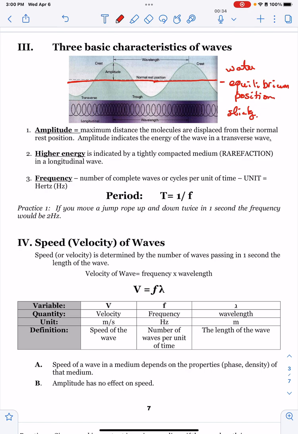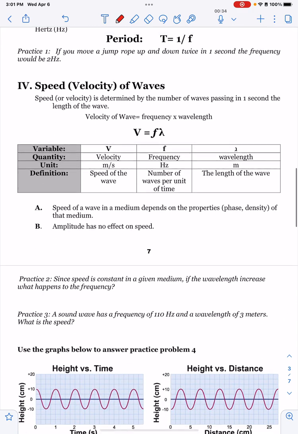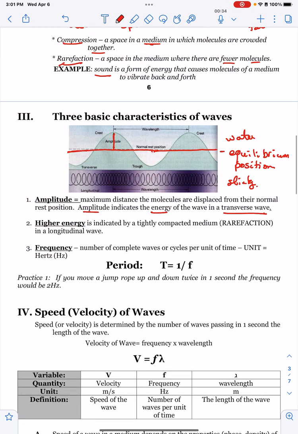So the amplitude is the maximum distance the molecules of the water are displaced from their normal rest position. Amplitude indicates the amount of energy of a transverse wave. This is the amplitude. So is this. These are both amplitudes, and this is an amplitude.